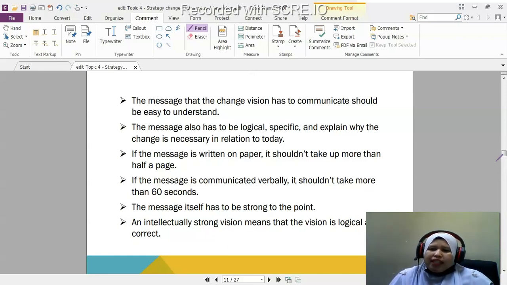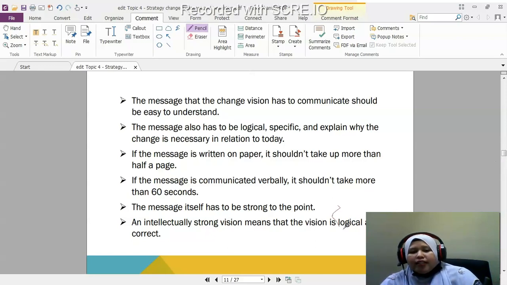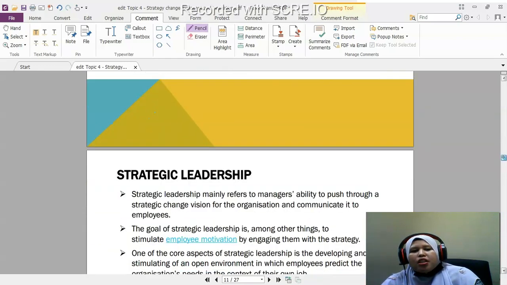Okay, make sure that the change vision is not long. If the message is communicated verbally, it shouldn't take more than 60 seconds. The message itself has to be strong and to the point, and an intellectually strong vision means that the vision is logical and correct. So those are the types of change vision that you need to identify before you do the vision.